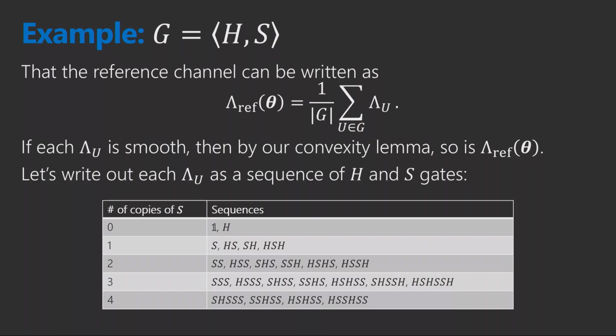So let's actually write out what each of those lambda u's is. We can do that by writing out each of those u's in terms of what gates we needed to use to get them. For instance, if I want to write out H, well, I'm done, I just use H. But if I want to write out other members of the Clifford group, I might need to use 1, 2, 3, or 4 copies of S in that expansion.